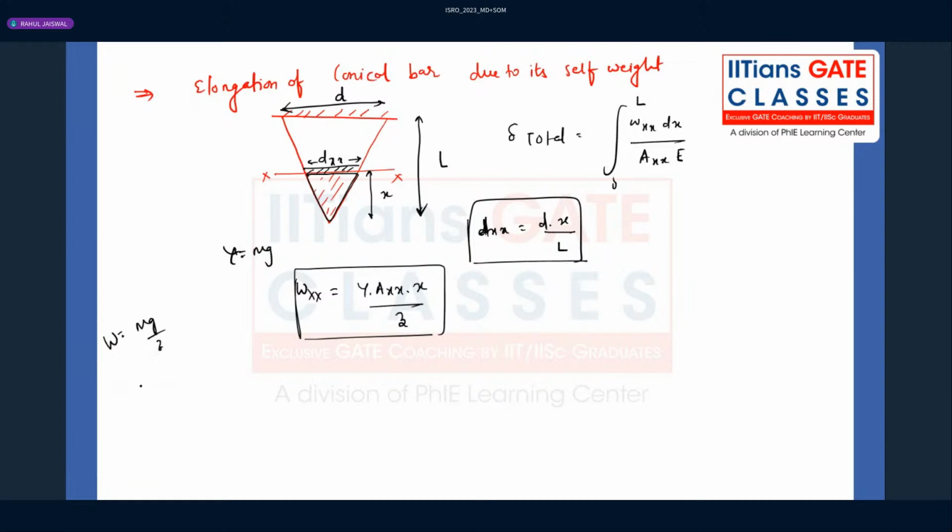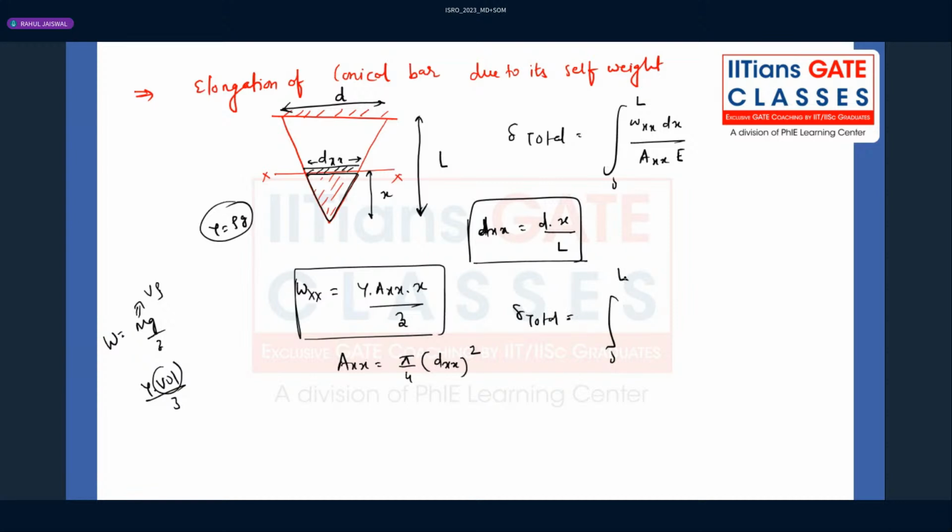Mg is what? Here mass is volume into density. Density into g will be rho g. So here we can write rho into volume divided by 3. Volume is area into x. We can write further, area Axx will be pi by 4 dxx square. Put all those things together into that integration 0 to L, and just do the integration.